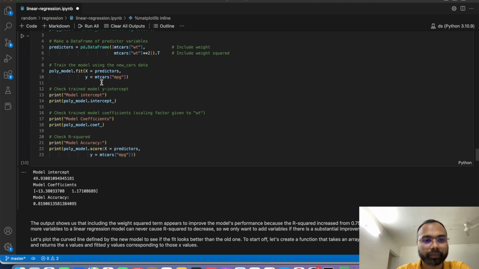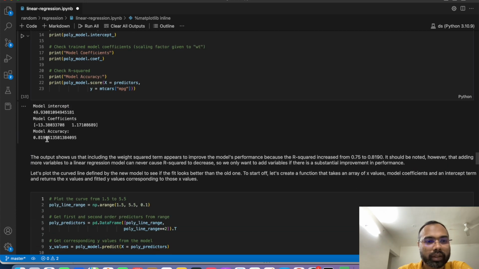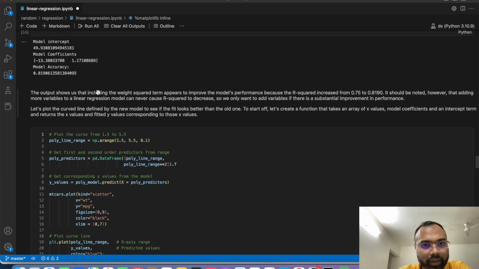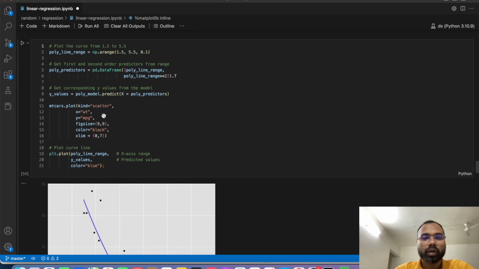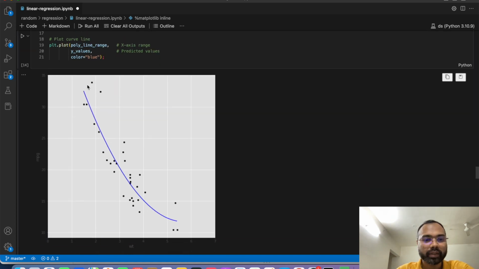As you can see, we are again fitting this model and identifying the intercept and coefficient. The model accuracy comes out to be 81.9%, which is approximately 82%, better than earlier. The output shows that including the weight squared term appears to improve the model's performance, because the R squared increased from 0.75 to 81.9%. It should be noted, however, that adding more variables to a linear regression can never cause R squared to decrease. Now let's plot this in the graph and see how it looks.